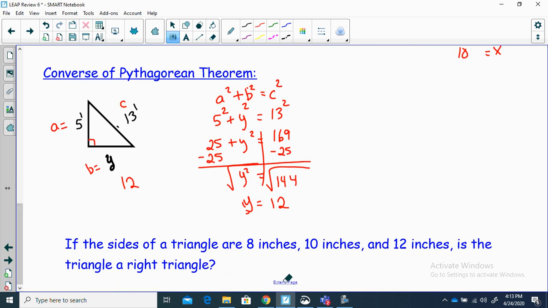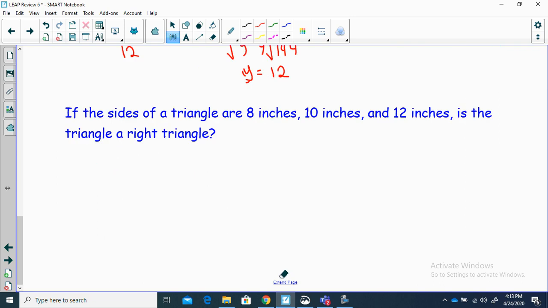Now, let's answer this question here. Again, dealing with the converse of the Pythagorean theorem. If the sides of a triangle are 8 inches, 10 inches, and 12 inches, is the triangle a right triangle?